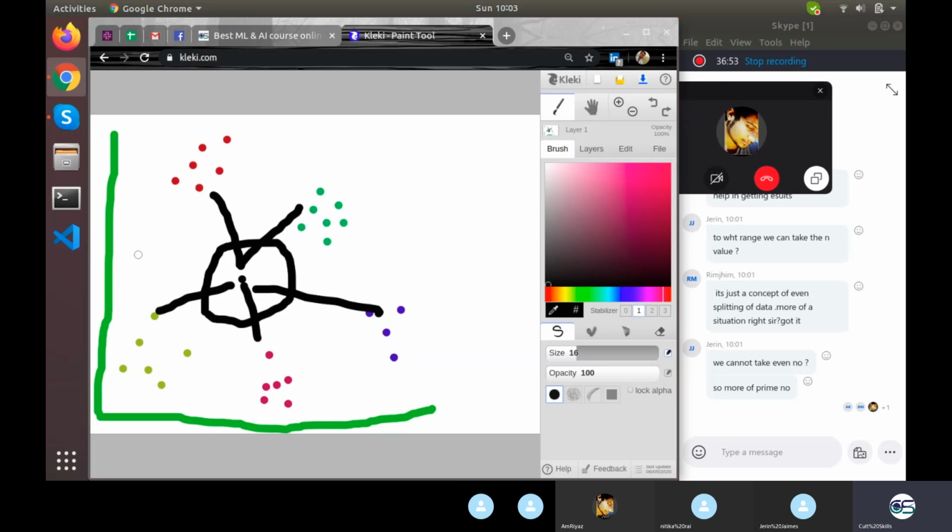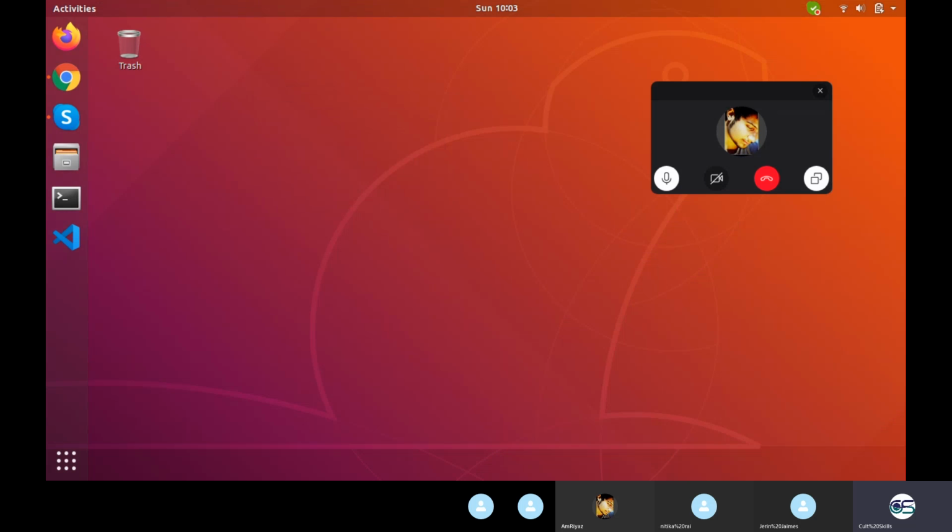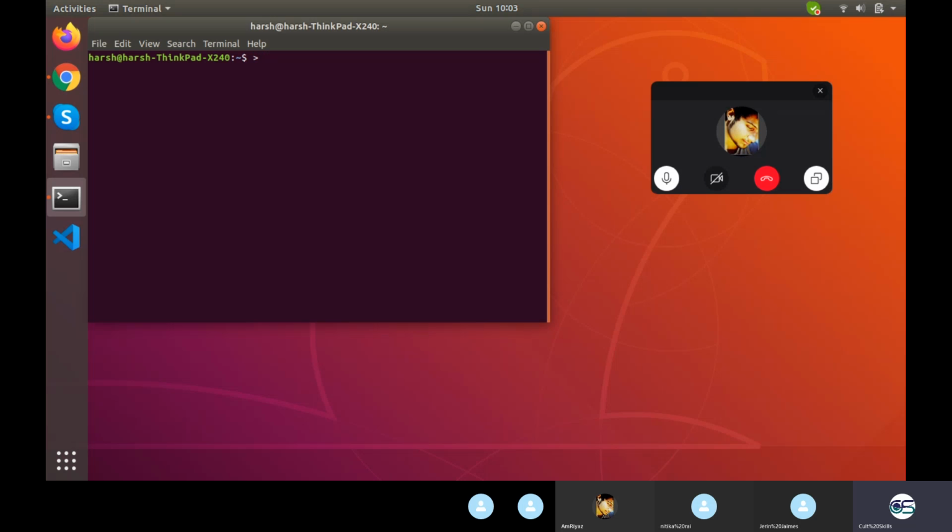Is it clear? Completely clear? Now let's head over to implement KNN. It's very simple to actually implement the KNN part. And how so? I'll make a simple file, KNN with sklearn.py.